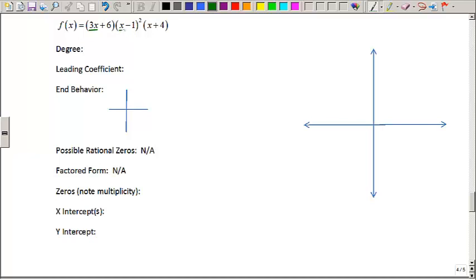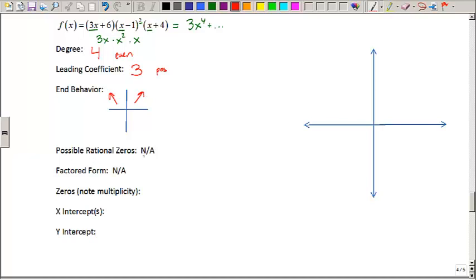Remember, we just take the first term and multiplicity of each of the factors and multiply them. 3x times x squared times x is going to be 3x to the fourth plus a whole bunch of other junk, but I really don't care what they are. All I care about is that I have a degree of 4, which is even, and a leading coefficient of 3, which is positive, meaning my end behavior is up and up.